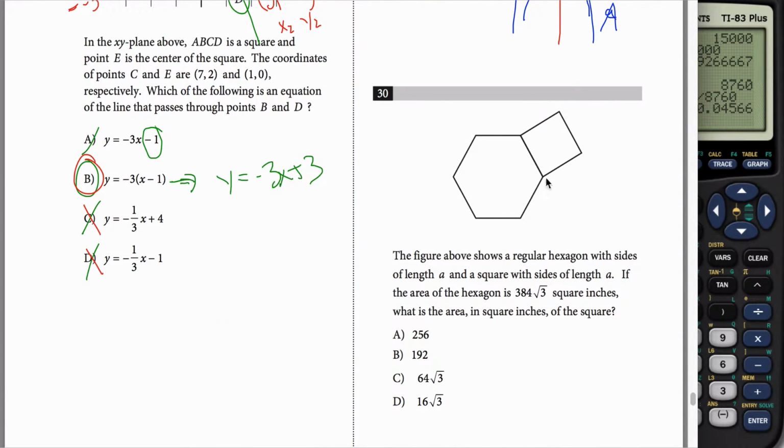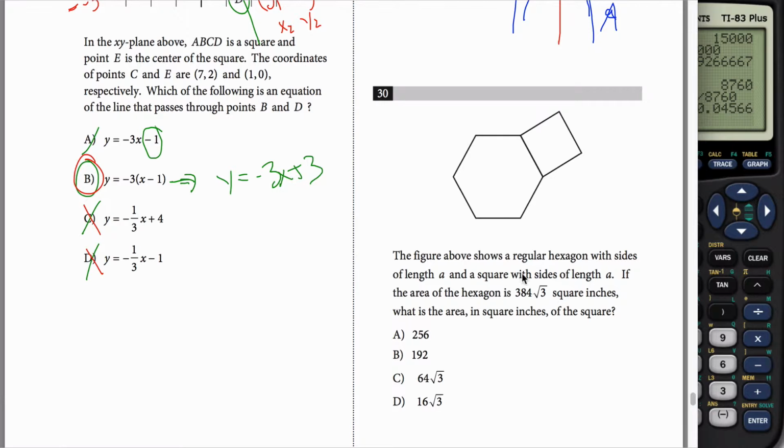30. You got this hexagon here. It's a regular hexagon, so all of its side lengths are the same. And then you got this square here. And what you are told is the area of the hexagon is 384 root 3 square inches. And you're asked, what is the area in square inches of the square?